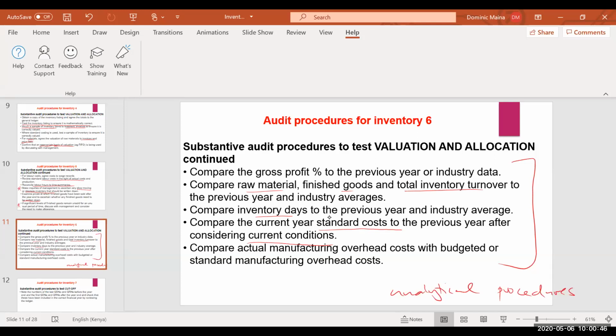If this cost is increasing, of course, we need to assess why the cost is increasing. Could there be a justification as to why the cost is high? Compare the overhead for last year or even this year, budgeted versus standard cost for this particular product. In case the costs are much higher than what was budgeted for, do you have a future for this particular product? All these are procedures that you can carry out with regard to valuation and allocation.